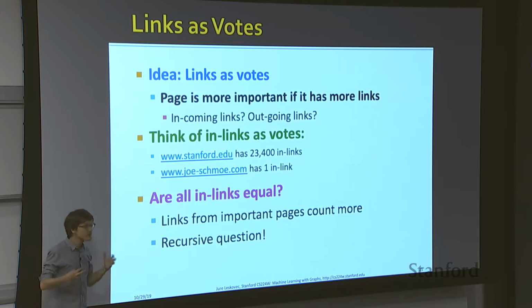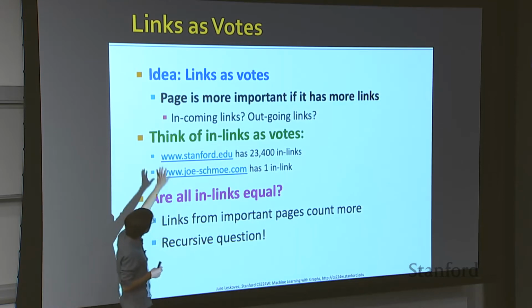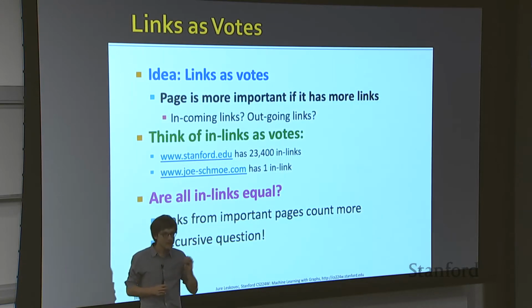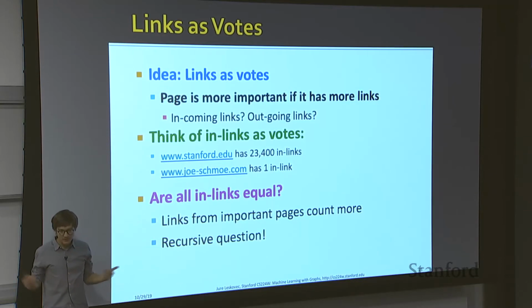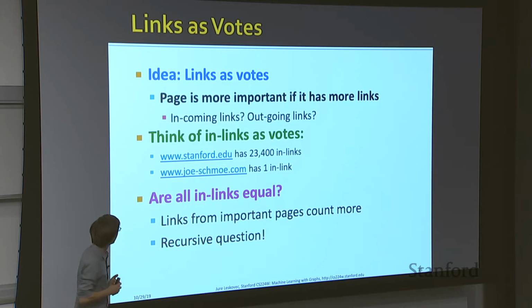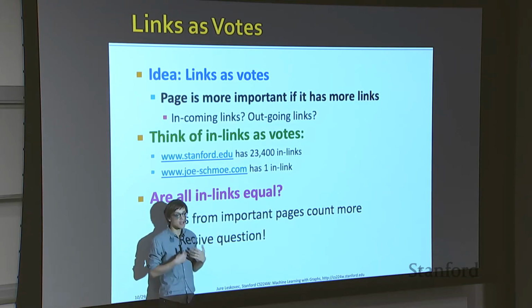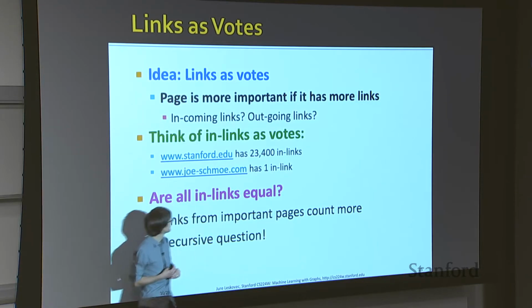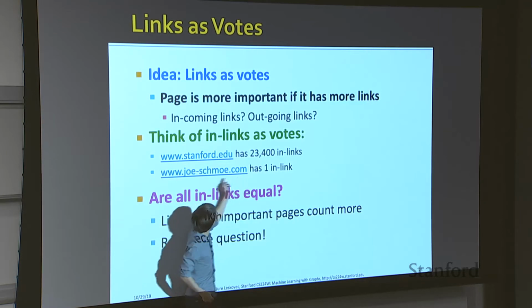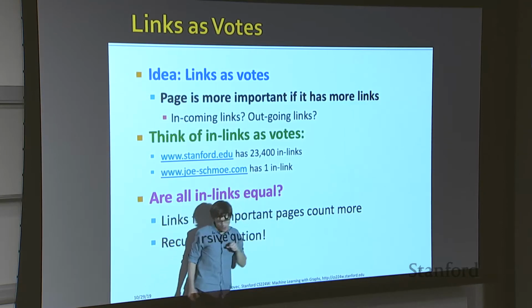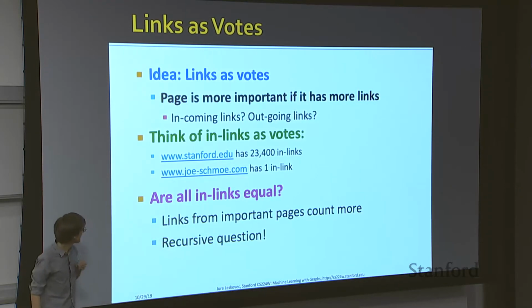Okay? Here is how we think of this. We think of this as saying links are like votes, right? We will say a page is important if it has a lot of links. Then we need to decide, is it incoming or outgoing links? So Stanford.edu can have a lot of inlinks. Some unknown guy gets one inlink, for example, if they're lucky.